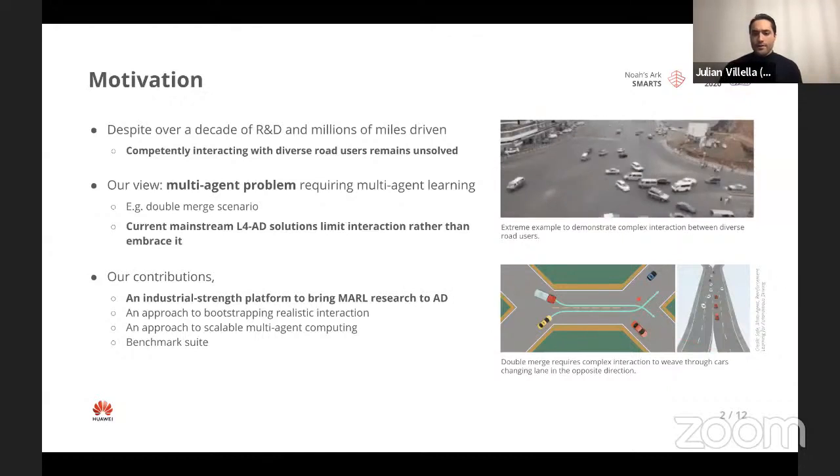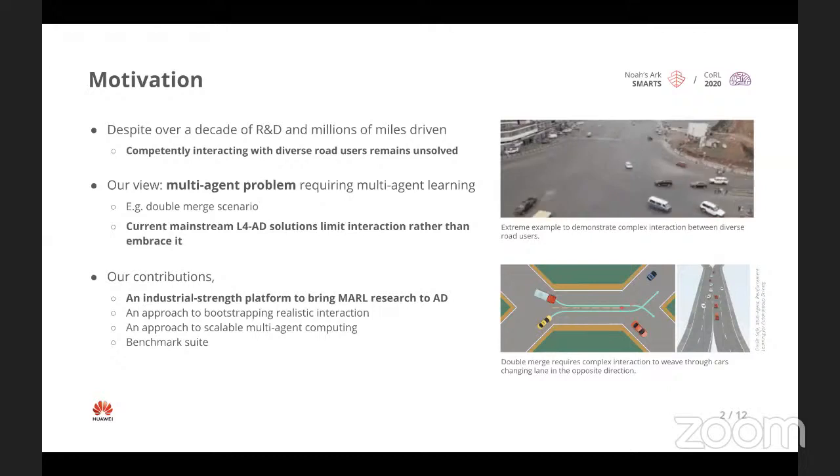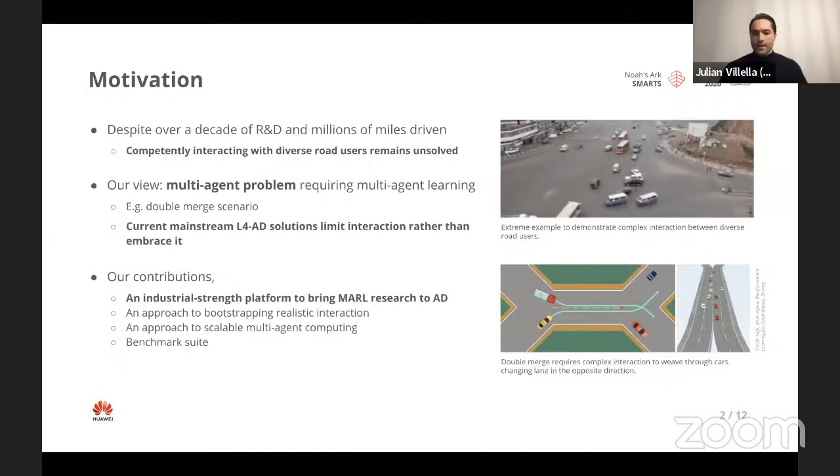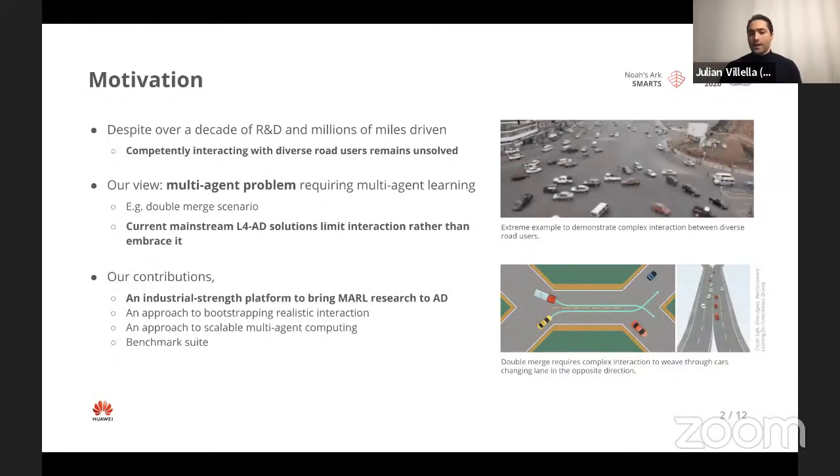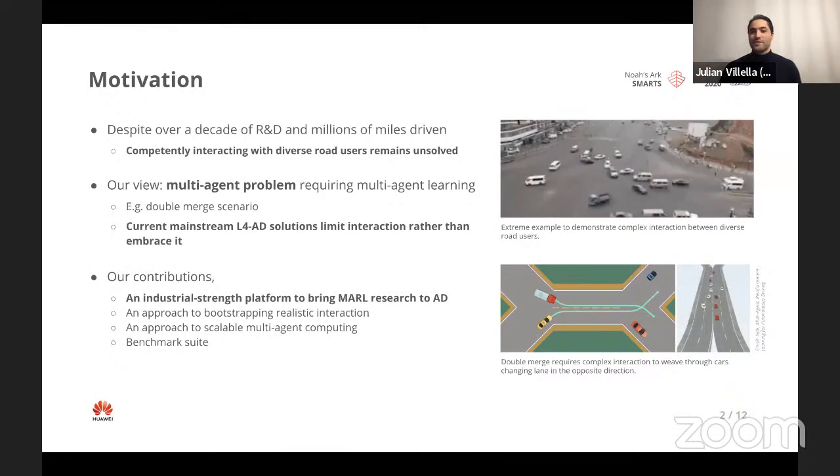If we look at the example here on the bottom right, we have what's called the double merge scenario, or the double merge task. Vehicles from the left need to make their way to the right, but have to cross the lane to do so. And here's another example over here. With something like this, it seems like a simple task, but it still involves a fairly complex interaction. Vehicles need to weave into small gaps to make their way into the other lane. And if an autonomous vehicle is unable to do this, don't expect to be coming home anytime soon.